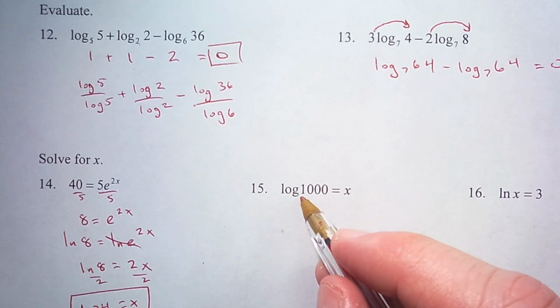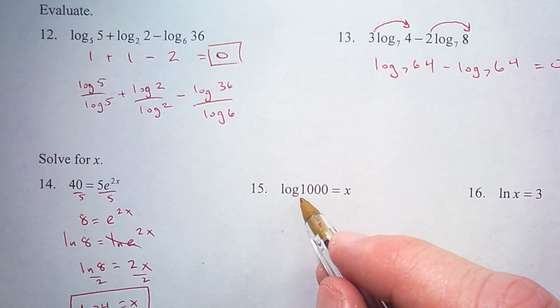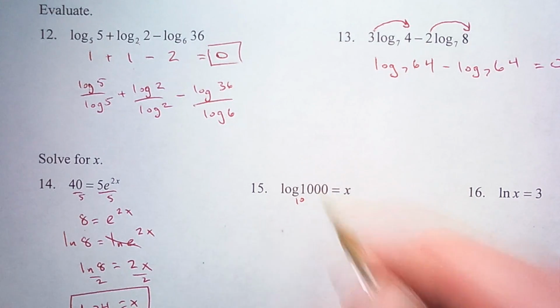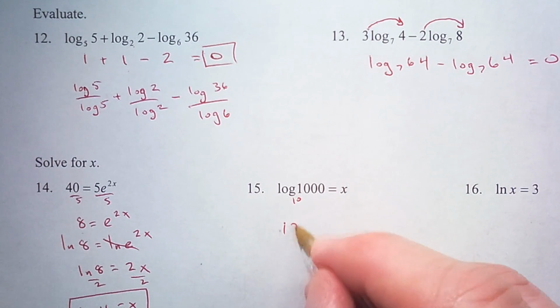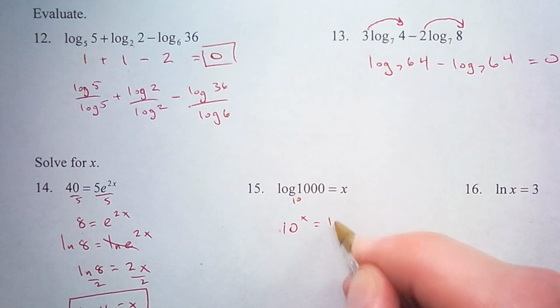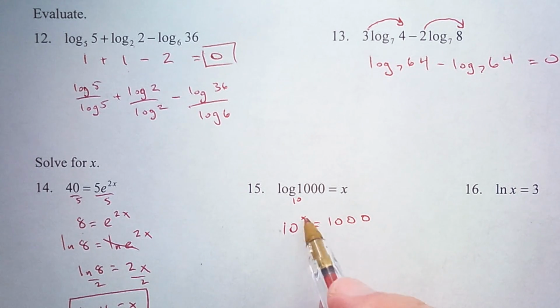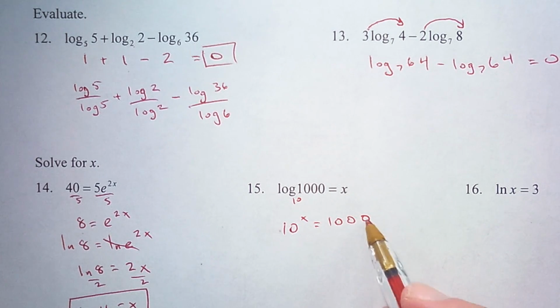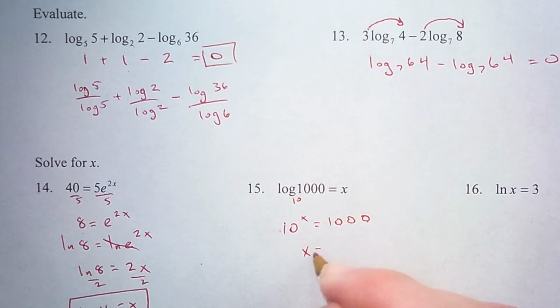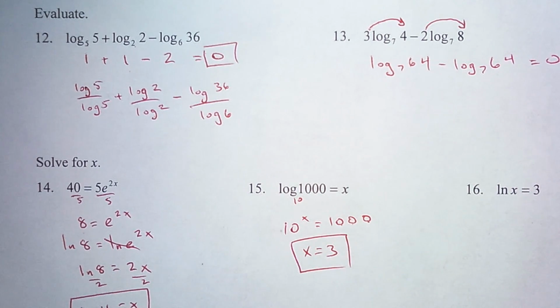Next, log base 10, it's a common log, so it's base 10 of 1,000. So this is really saying 10 to the x, 10 to what power equals 1,000. So 10 to what power equals 1,000? Count the zeros. 1, 2, 3. X is 3.